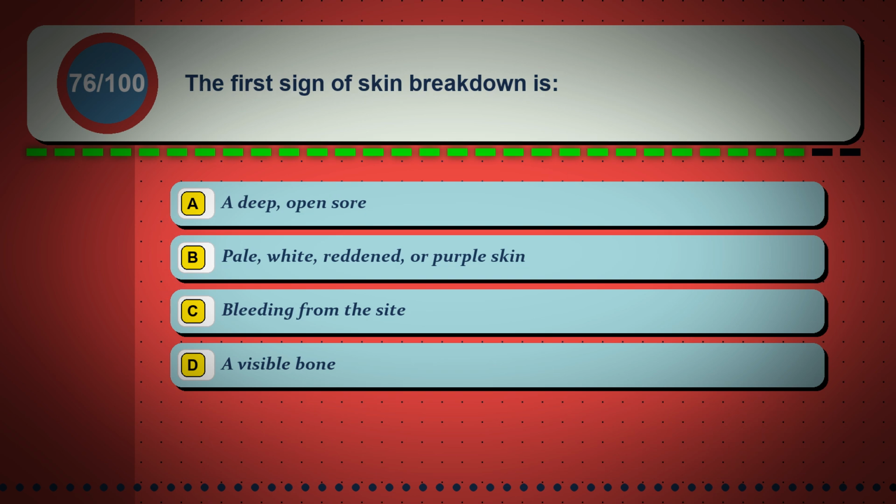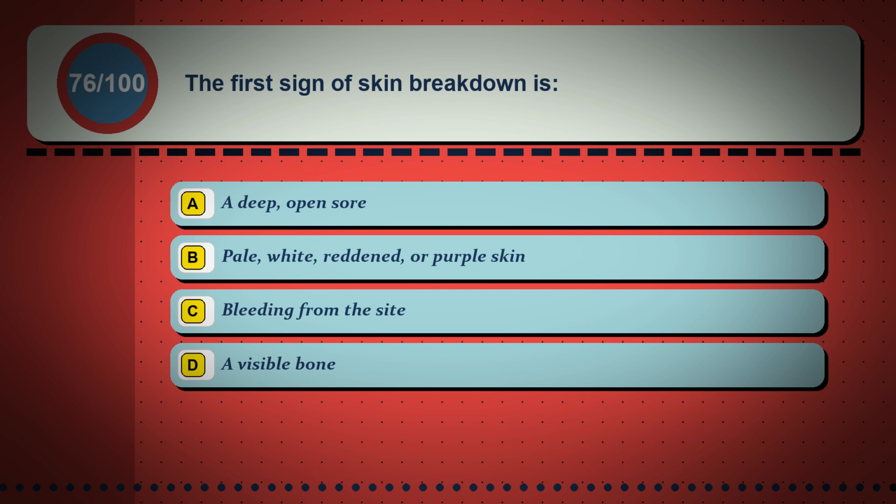Question 76. The first sign of skin breakdown is option A, a deep, open sore. Option B, pale, white, reddened, or purple skin. Option C, bleeding from the site. Option D, a visible bone.